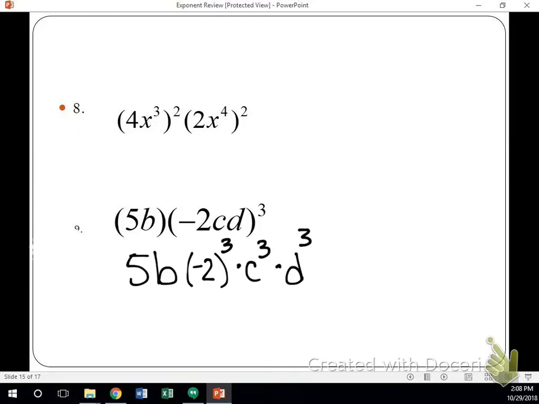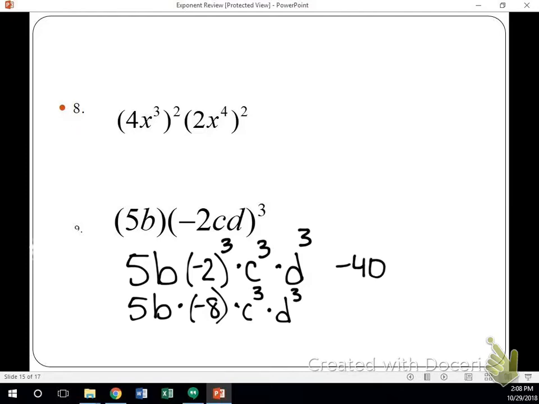So again, my 5b is not really going to change right now. Times, what is negative 2 to the third power? Negative 8. Is anything back here changing yet? Nope. So times c cubed times d cubed. What's the only other thing that can happen here? Multiply the 5 and the negative 8. What does that give us?